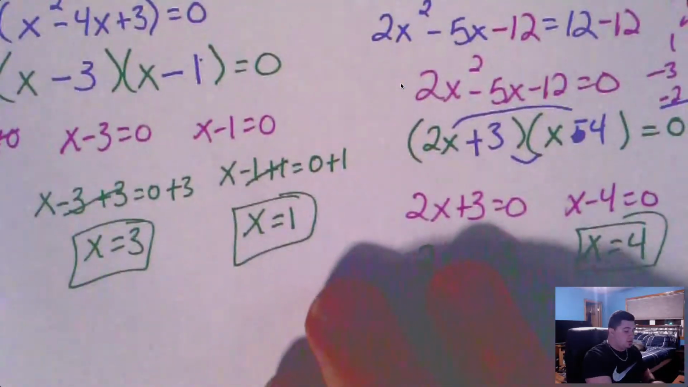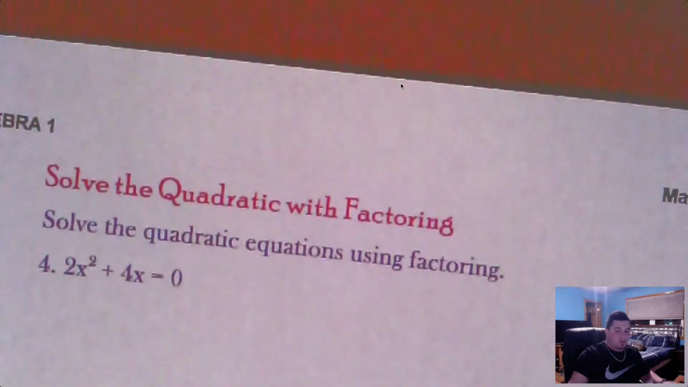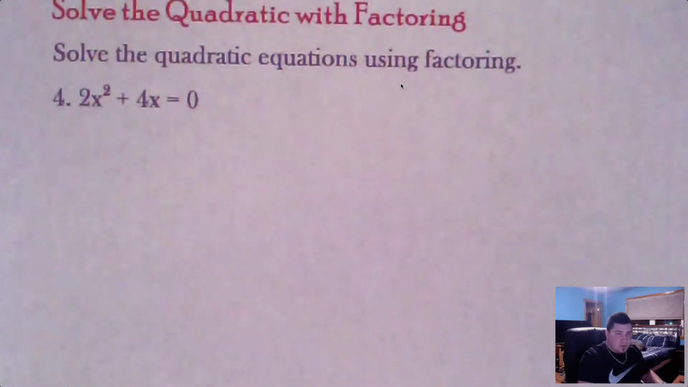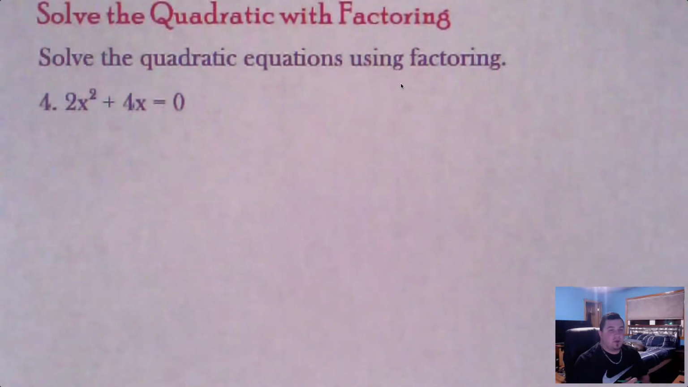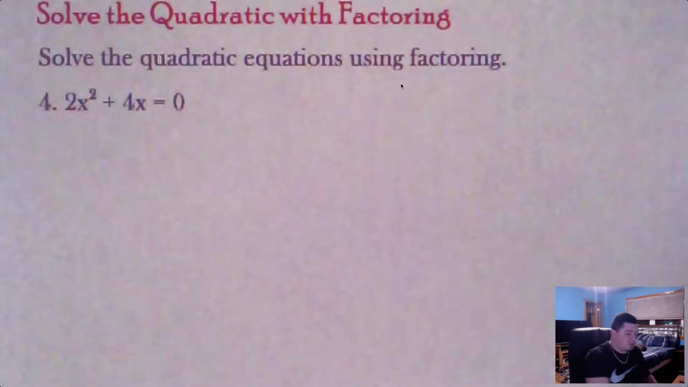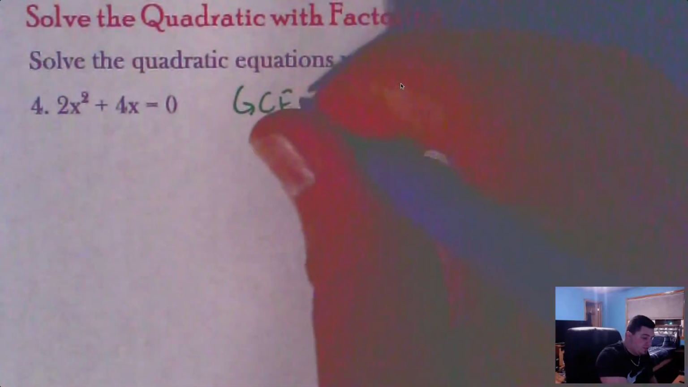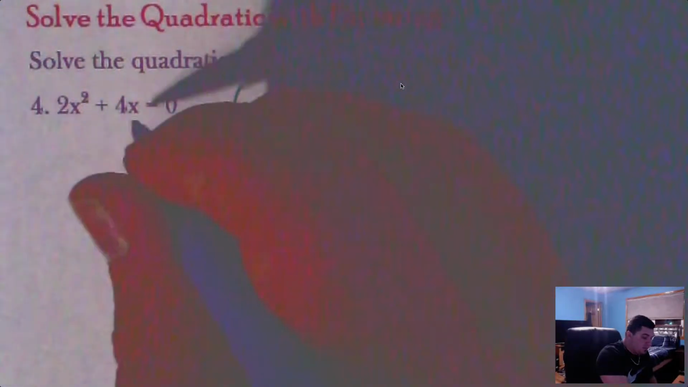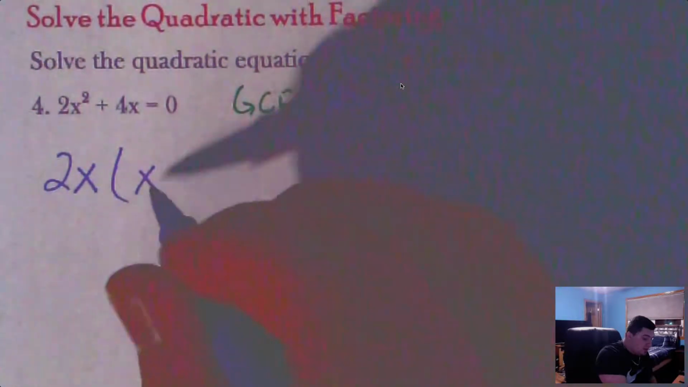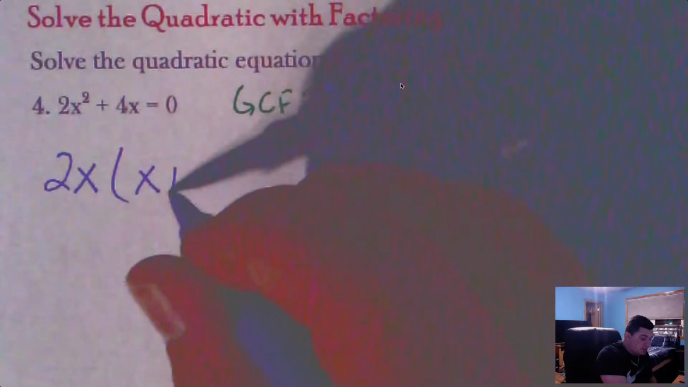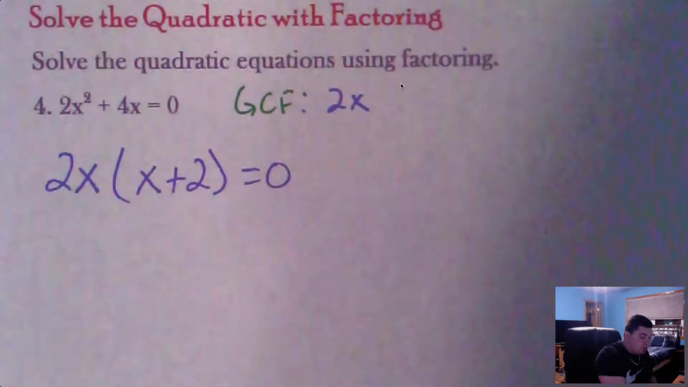All right. So we're going to do one more example real quick. Solve the quadratic. Again, we're going to start off with, is it equal to 0? Yes. So we're going to go to GCF. And it does have a GCF. The GCF is 2x, because they both have an x term. They're both divisible by 2. 2x. What is left over? If I divide by 2x, I'm left with x. 4x divided by 2x is a plus 2 equals 0.